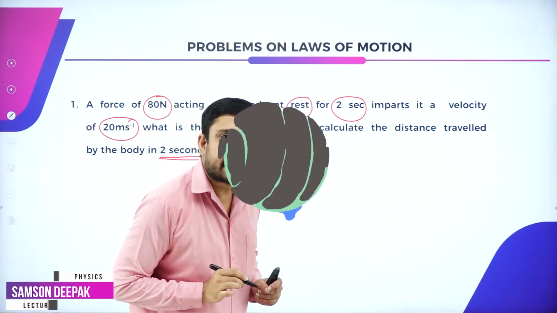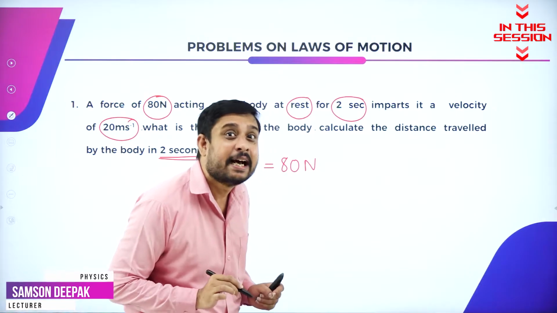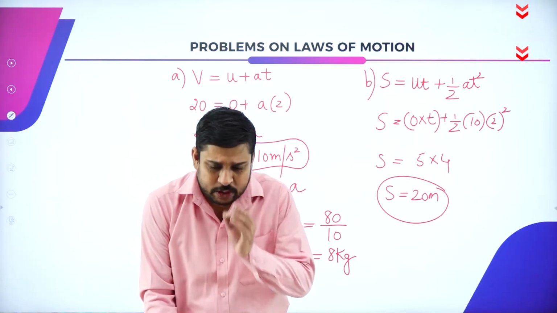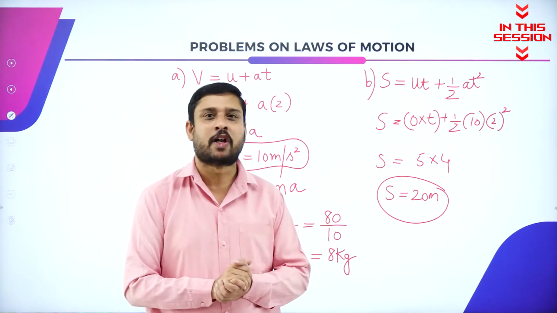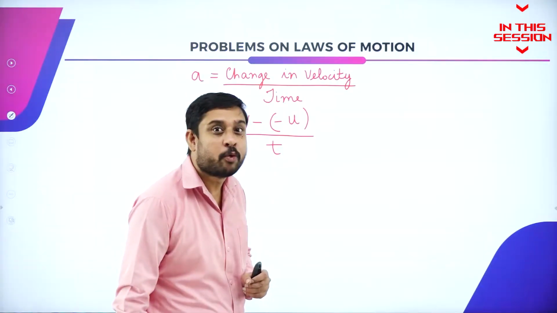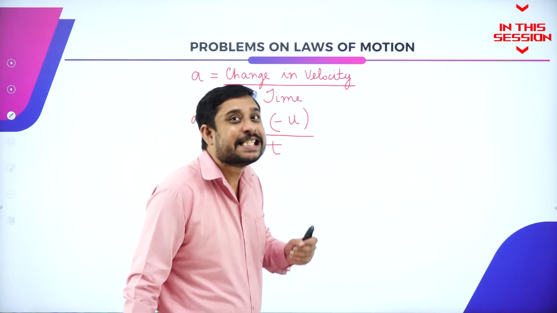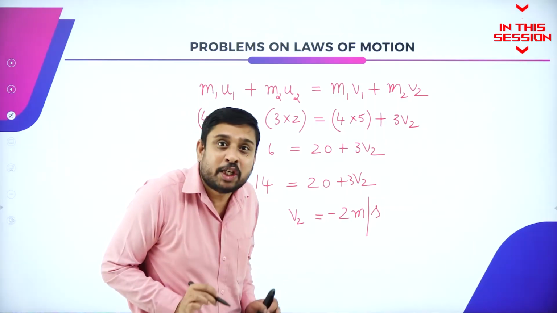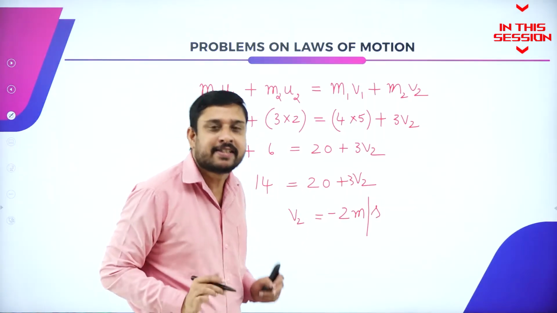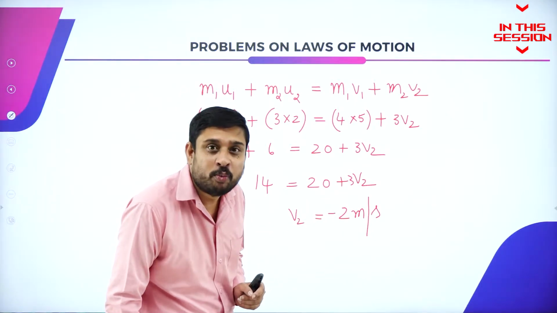It is acting on a body which is at rest. If I know the substitution properly, not more than 2 minutes to solve such problems. You remember V minus U. Previous session I have told bouncing is happening in opposite direction. Value of velocity of the smaller mass is 2 meters per second.